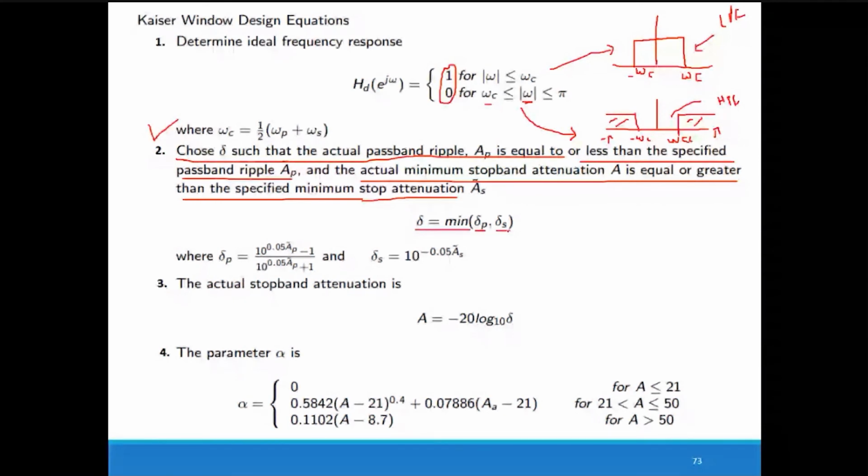Okay, if delta P and delta S are not given, you are able to calculate them using this equation. If your specified passband ripple and specified stop band ripple are given, then you have to apply this equation to calculate the passband ripples. So delta P is equal to 10 raised to 0.05 AP tilde, that is nothing but the specified passband ripple, minus 1, and then in the denominator 10 raised to 0.05 AP tilde plus 1. So this is the equation for the calculation of delta P.